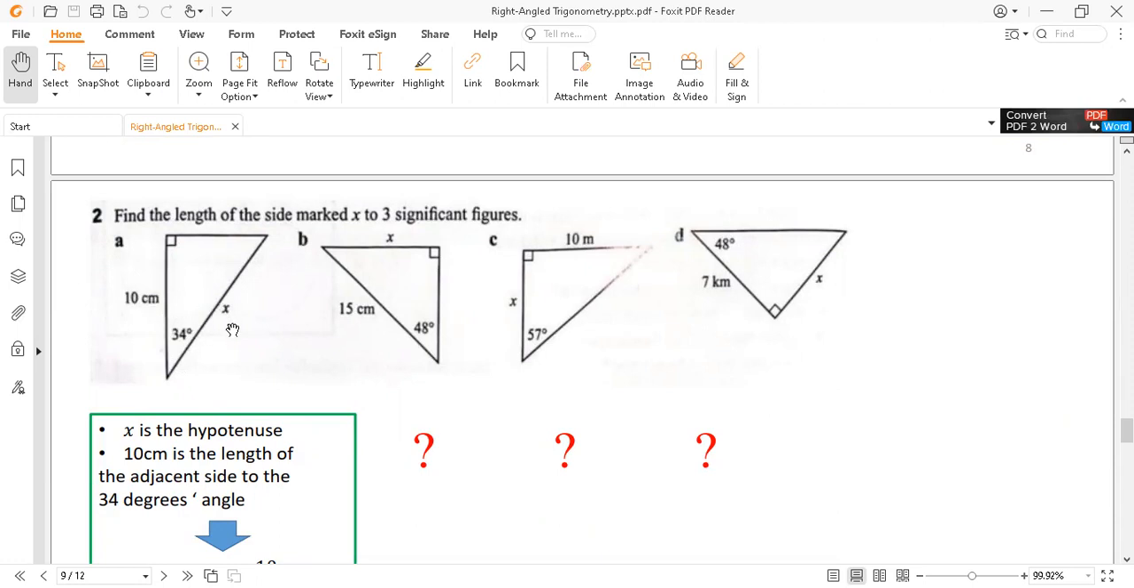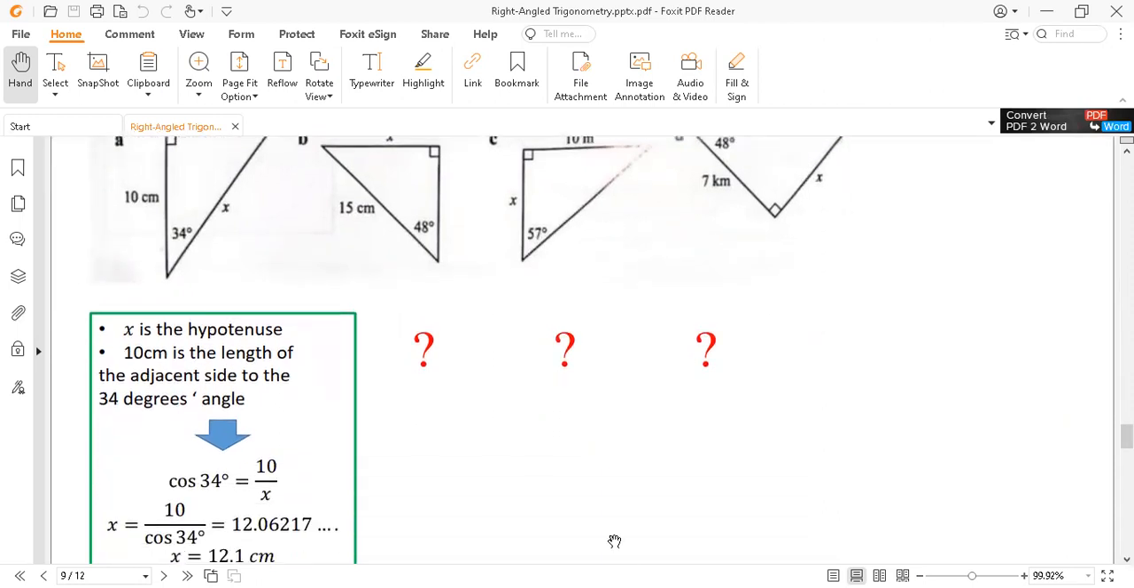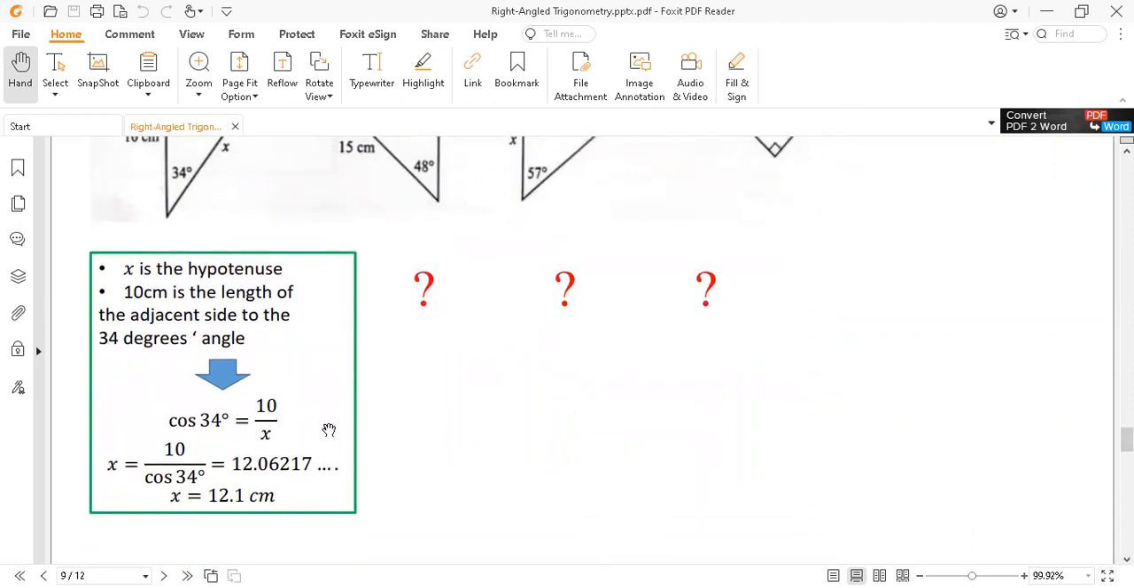adjacent and hypotenuse? It is the cosine. So cosine 34 degrees equals 10 over x, equal to the adjacent over the hypotenuse. We want to find x, so x equals 10 over cosine 34 degrees. And after approximation to three significant figures, so the first significant figure, the second one, and the third one.